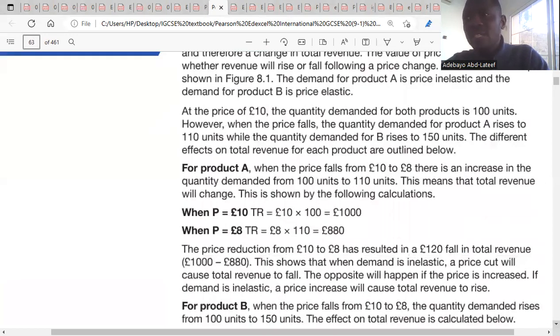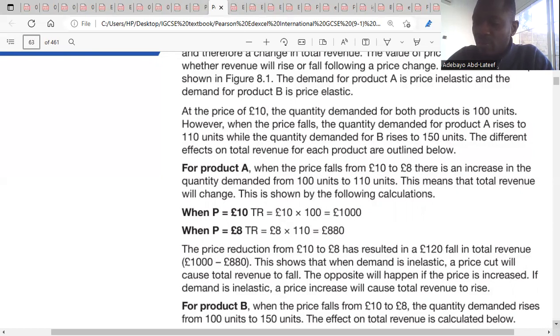So for price elasticity of demand, there is always a relationship between PED and revenue. When there's a price change, there will be a change in the quantity demanded and therefore a change in the total revenue. For example, the price falls from $10 to $8. The quantity demanded increases from 100 units to 110. This will change the total revenue.